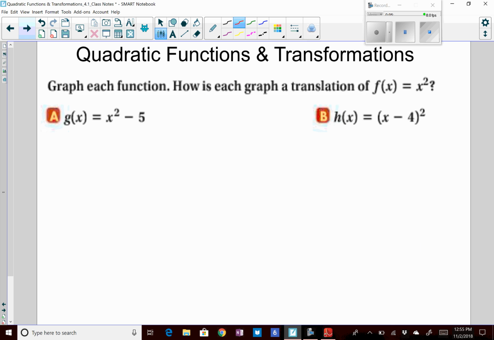So here they talk about graphing each function and how each graph is a translation of the parent function, f of x equals x squared. If you recall from the rules of transformations with the absolute value function, if we look at g of x equals x squared minus 5, even without graphing the function, we would see minus 5 outside of parentheses, so we would know that the parent function is being shifted 5 units down.